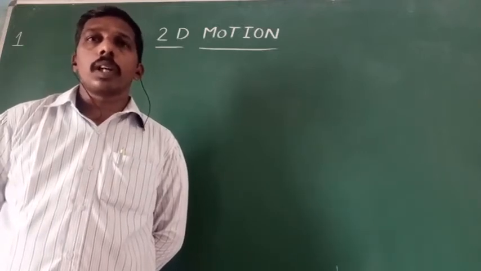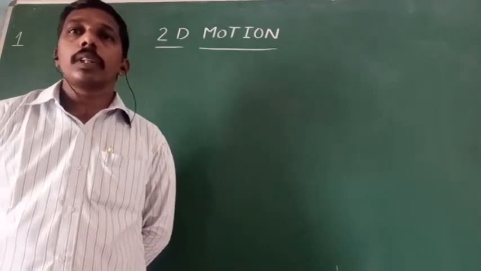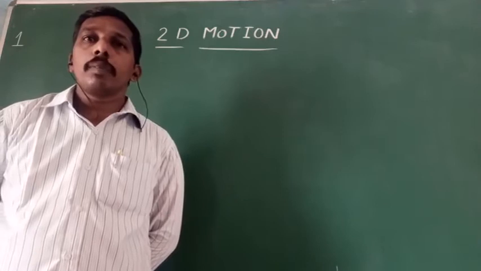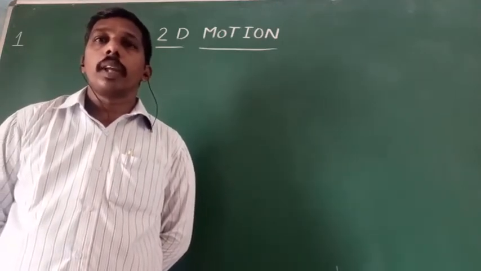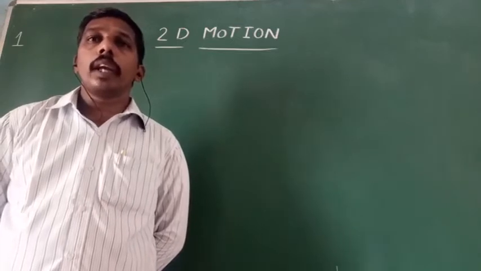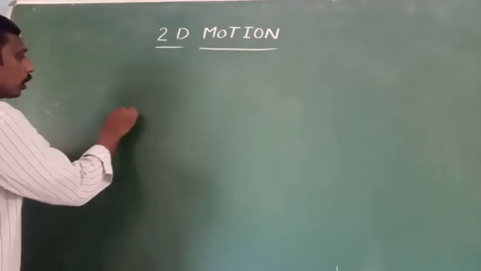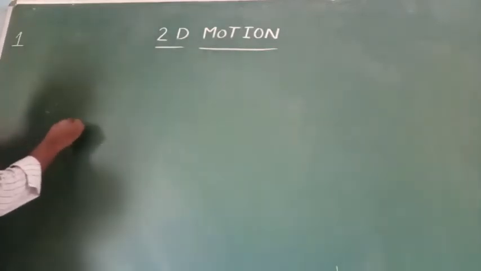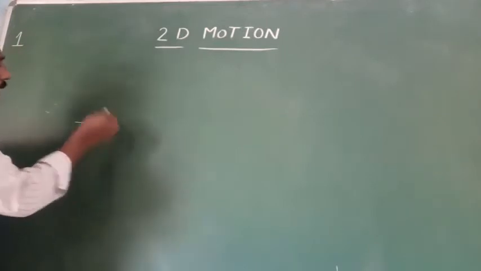Different types of motions are there. Previously we will discuss one-dimensional motion. So what is meant by one-dimensional motion? For example, a train moves along a straight track. Means the train is going along a straight track. This is an example of one-dimensional motion.